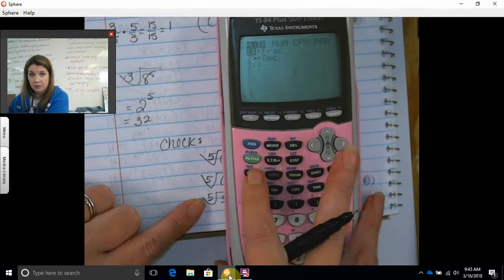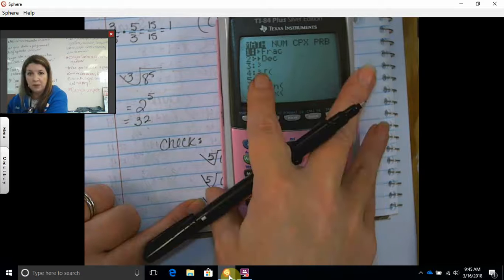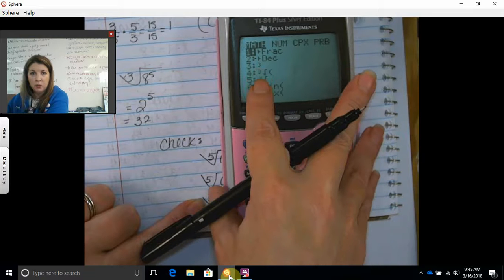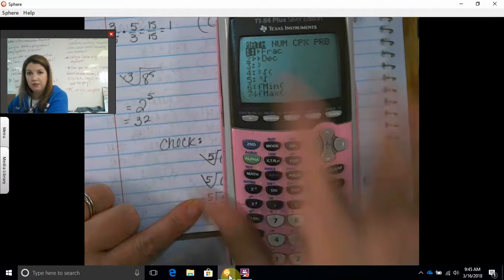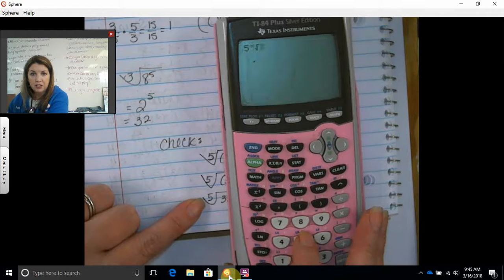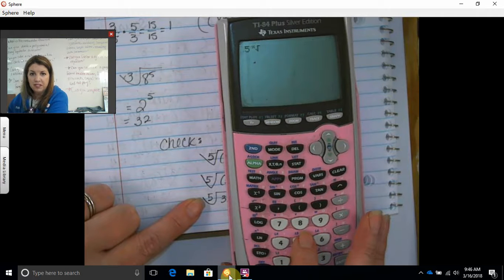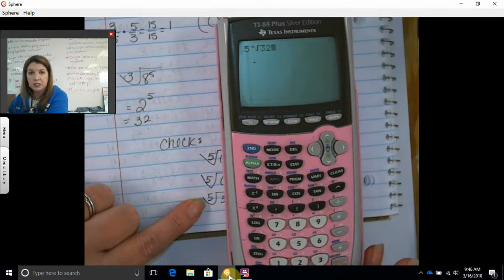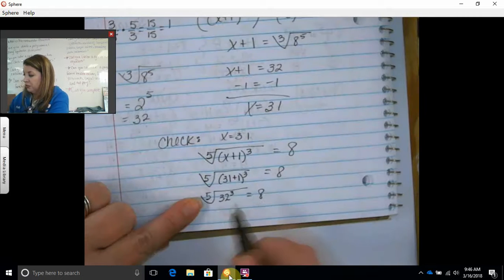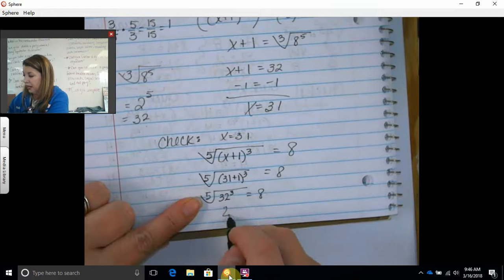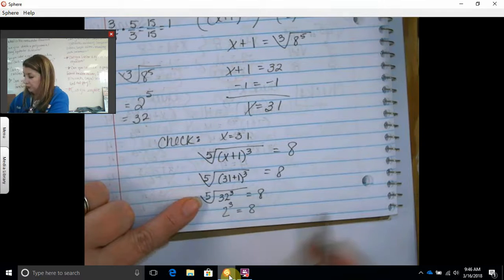Math. Remember, square root only takes a square root. We have to hit that math button, and option 5 means whatever index we want; we already put in a 5. So option 5. It looks weird, but that means the 5th root of 32 is 2. So I took the 5th root first, so I have 2, but I haven't cubed it yet. And what's 2 cubed? 8 equals 8.